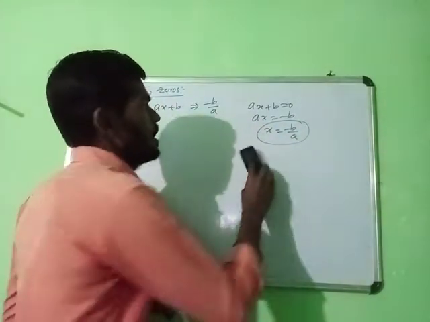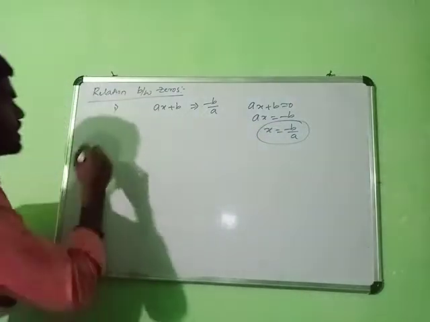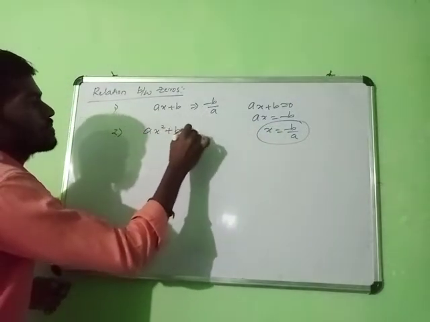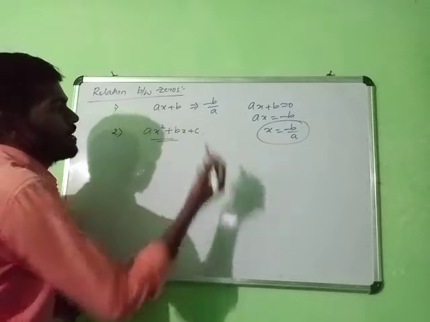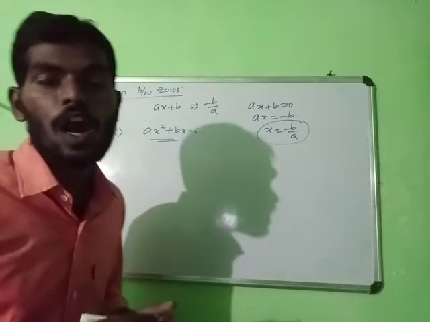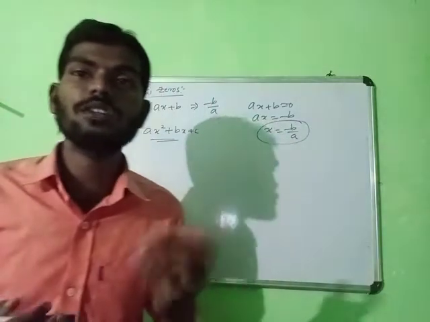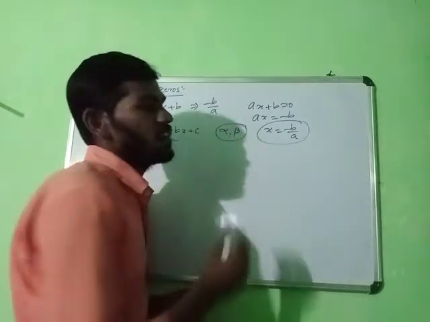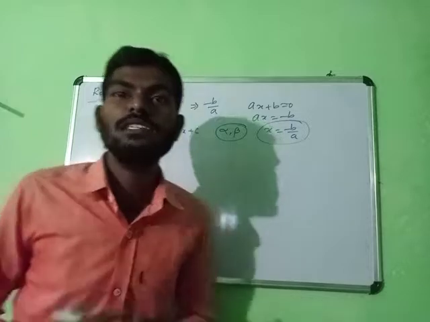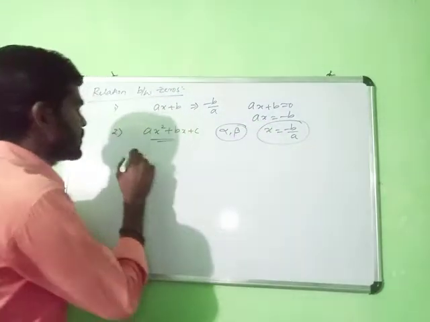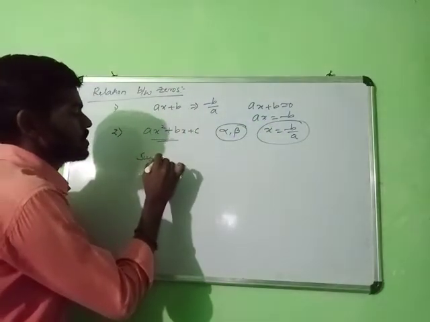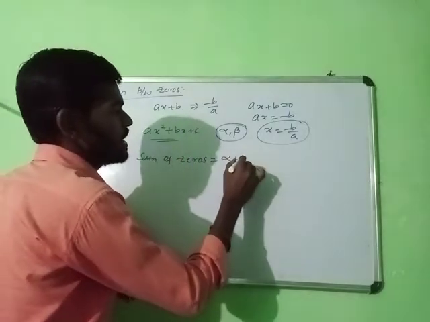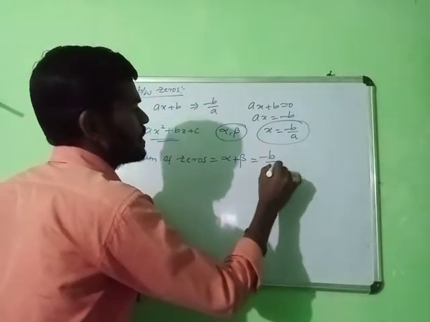And next one, the quadratic polynomial: ax square plus bx plus c. This is one of the quadratic polynomials. How many zeros are there? 2 zeros. Let the zeros be alpha and beta. Then the sum of zeros is alpha plus beta is equal to minus b by a.